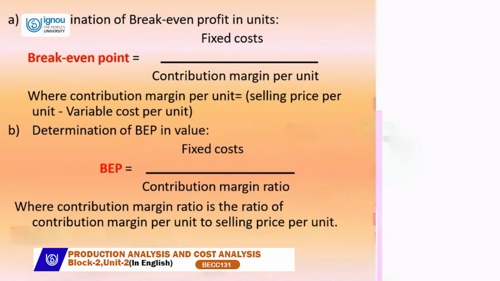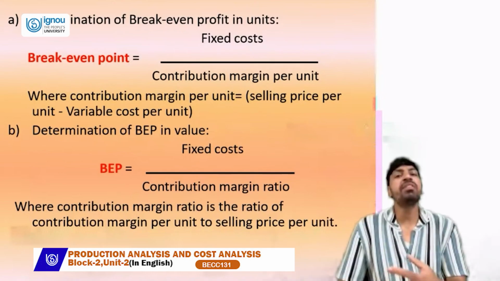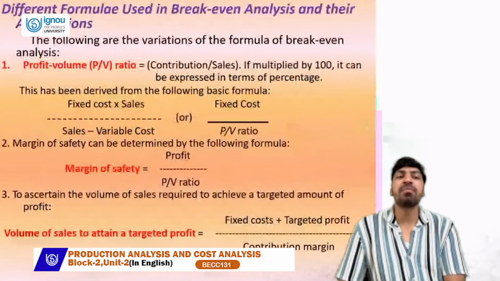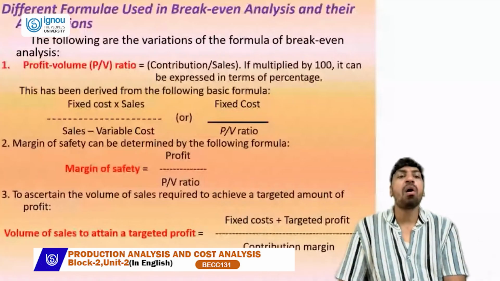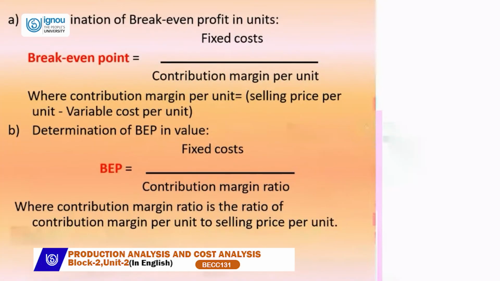For the contribution margin ratio, there are different formulas to be used, that is the profit volume ratio. These are the three main formulas: contribution by sales, or fixed cost into sales divided by sales minus variable cost, or fixed cost divided by PV ratio, that is the profit volume ratio. The margin of safety is profit divided by PV ratio. The volume of sales to achieve a targeted amount of profit is fixed cost plus targeted profit divided by contribution margin.